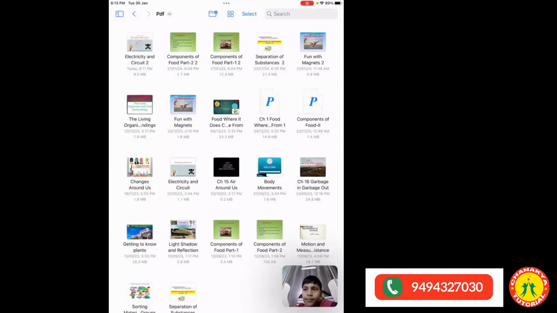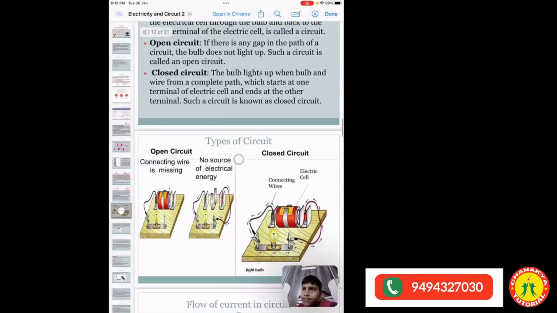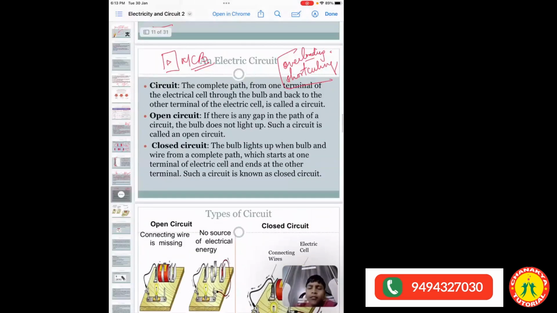Okay, coming back to our topic, a fuse is basically a kind of safety device we use so as to avoid the short circuiting or the overloading of the electric current.